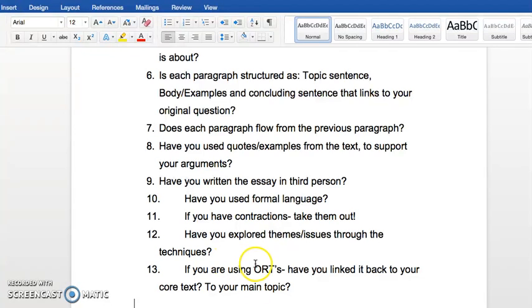Question 13, if you're using other related texts, have you linked it back to your core text, to your main topic? This is mainly for the area of study, but it's relevant if you have an essay about more than one text. Have you linked them back to each other and, of course, to your main topics? So I do hope that that was somewhat helpful. If you like, I can model an essay for you and model how to actually write them.